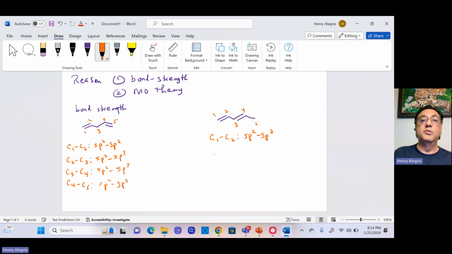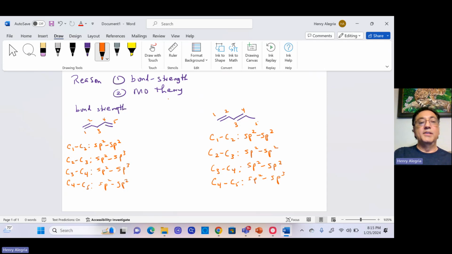Now in the conjugated system, carbon 1 to carbon 2, both carbons are sp2 hybridized, so the overlap is an sp2, sp2. The carbon 2 to carbon 3 overlap, both carbons 2 and 3 are sp2 hybridized, so that would be sp2, sp2. The carbon 3 to carbon 4 overlap, both of those carbons are sp2 hybridized, so that'll be an sp2, sp2 overlap. And finally, carbon 4 to carbon 5 overlap. Carbon 4 is sp2 hybridized, carbon 5 is sp3.